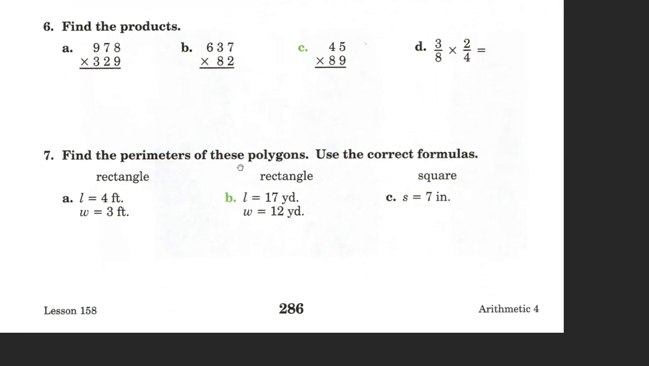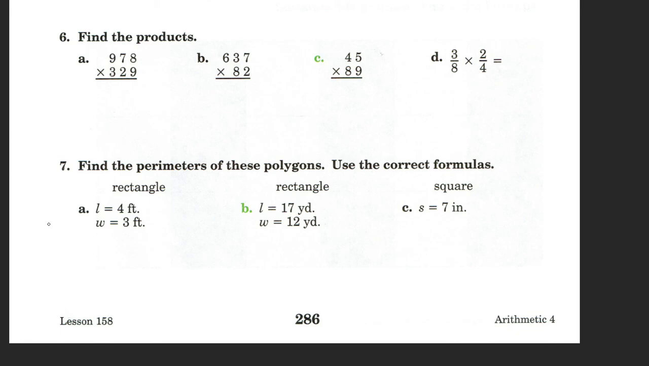All right, find the perimeter of these polygons. Make sure you use the correct formulas. So remember the perimeter of a rectangle: perimeter equals 2 times L plus 2 times W. So perimeter equals 2 times the length plus 2 times the width. Add those two together, and you'll get the perimeter of a rectangle.